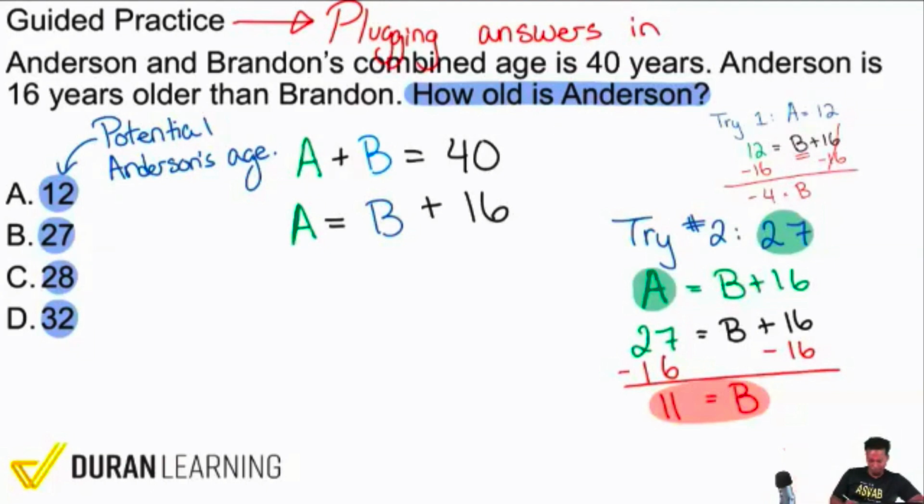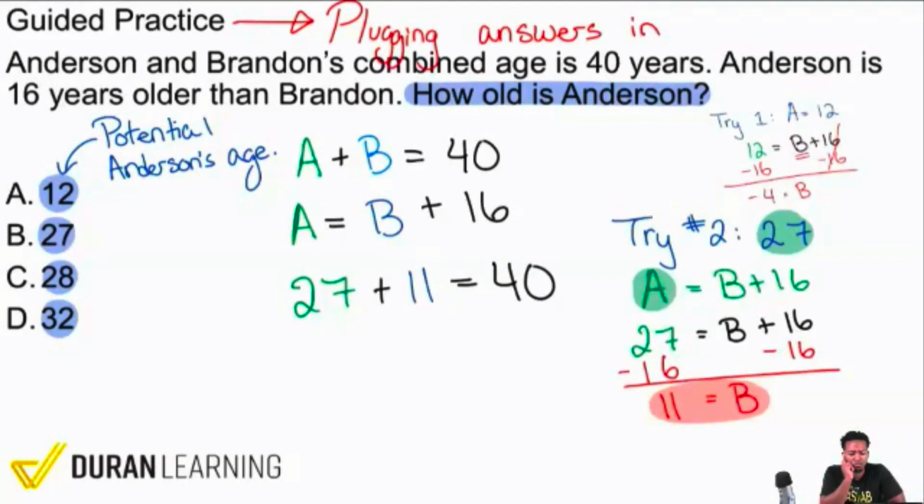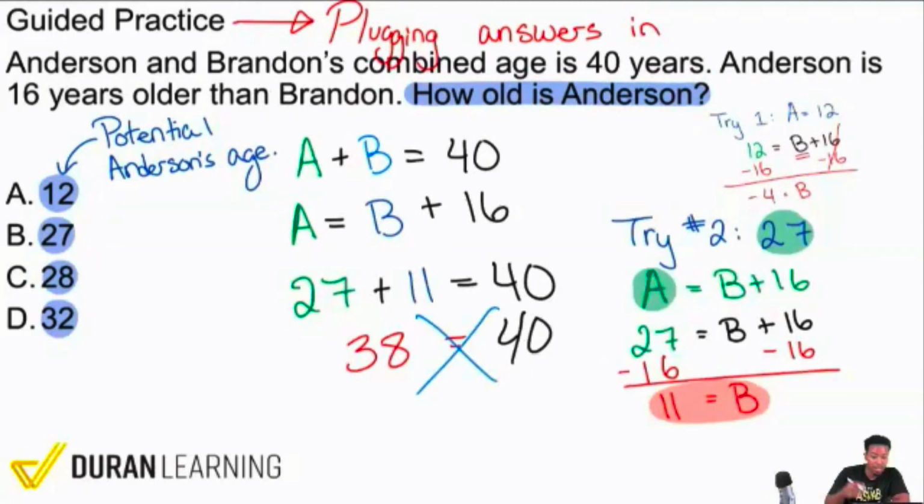Let's find out. Everybody, is 27 plus 11 equal to 40? No, it is not. 38 equals 40? No, that doesn't work. It's 38. 38 is not 40.